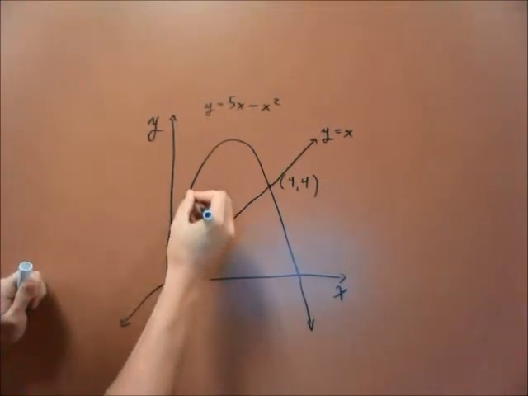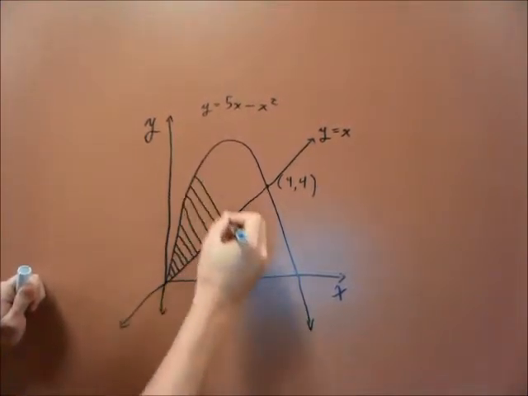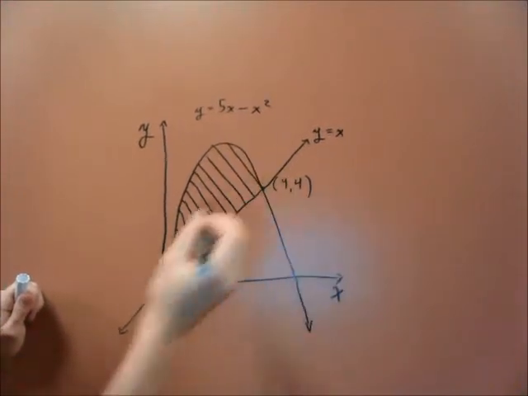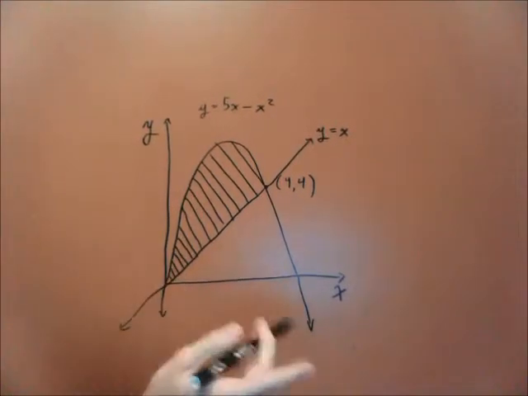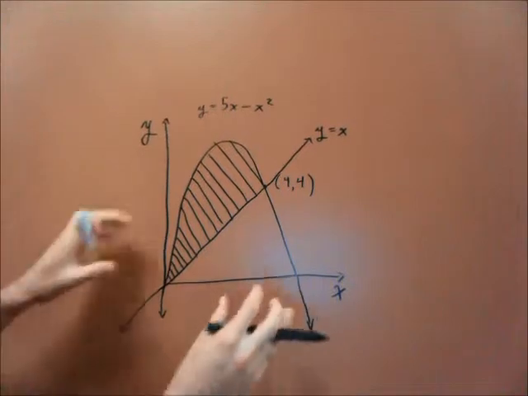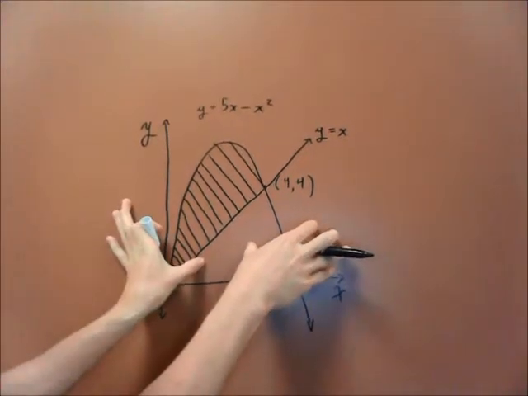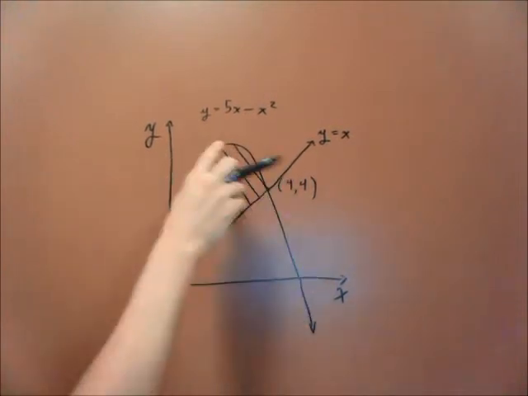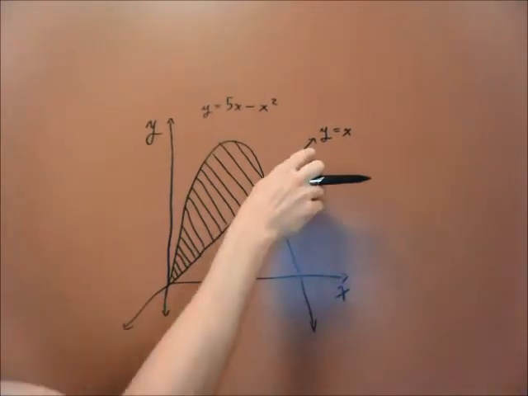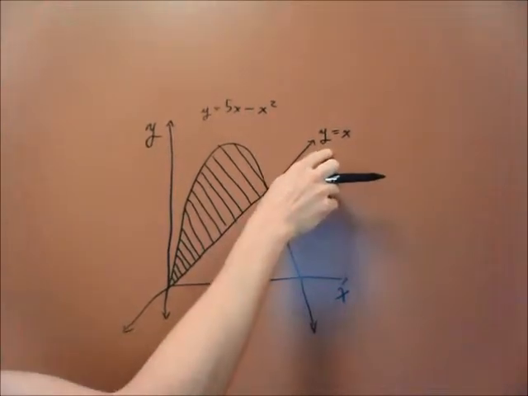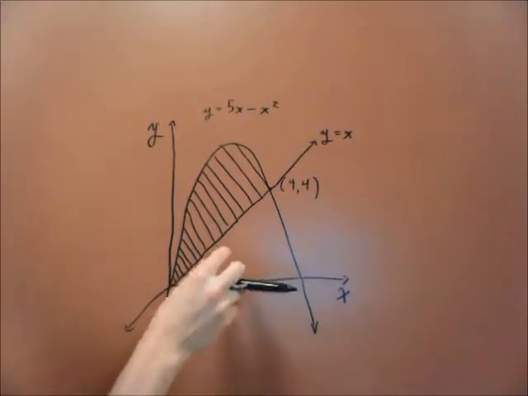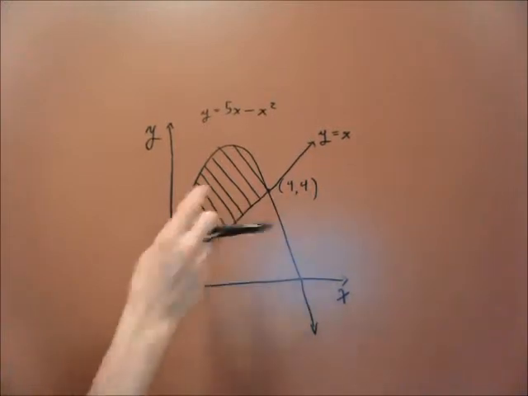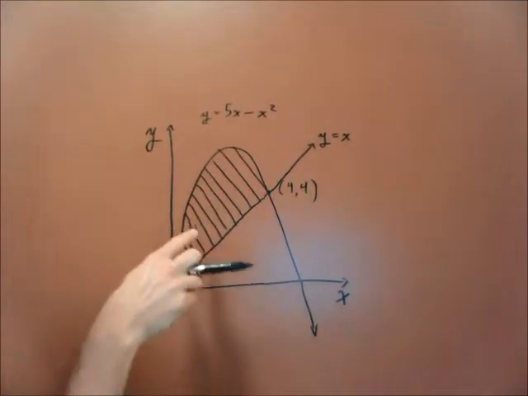So I'm shading the area right now. This is what we want to calculate using integration. What we actually end up doing is taking the area of the larger curve, this bell shape here, and from it we subtract the area underneath this other function, y equals x. So it's this whole section minus this triangle section, and what you end up with is the shaded area.